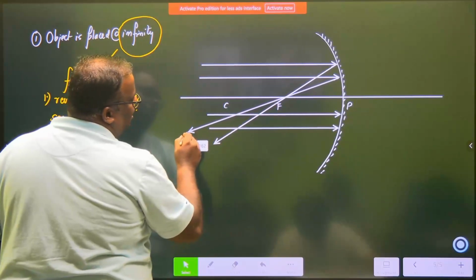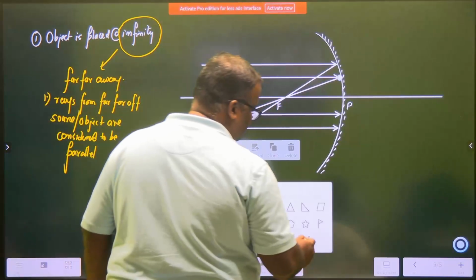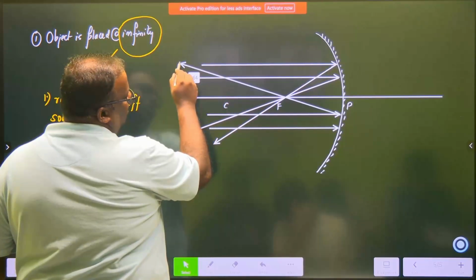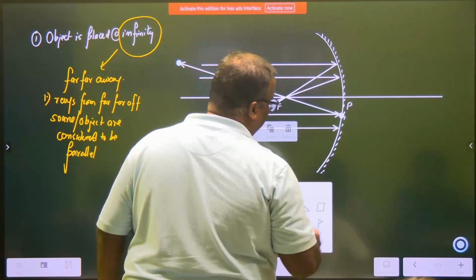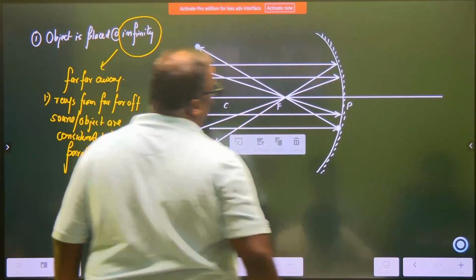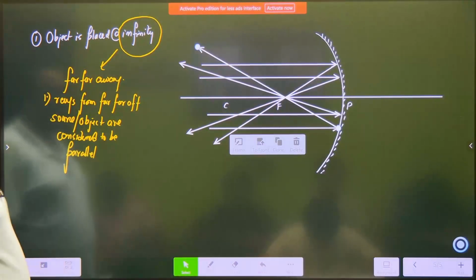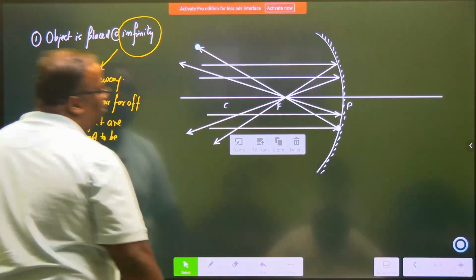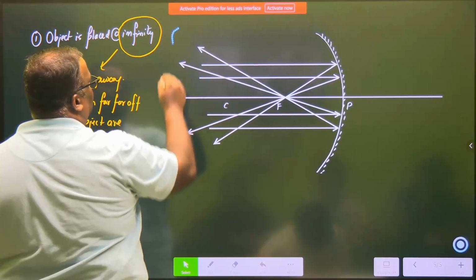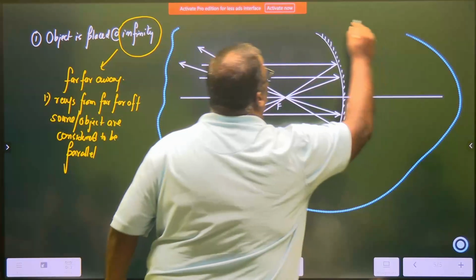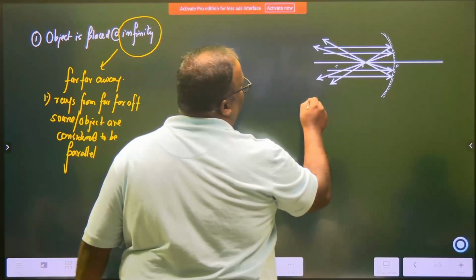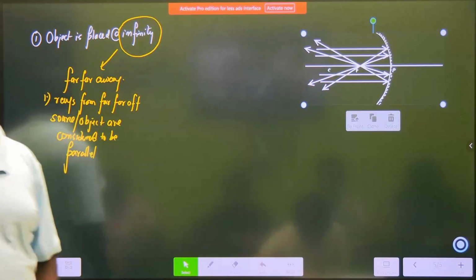So this is my ray number 2, ray number 3, and ray number 4. Right? And after this, I am just making this diagram small because I will draw one more diagram to explain one phenomenon. I've just made it small. Hope you have understood this diagram, right?